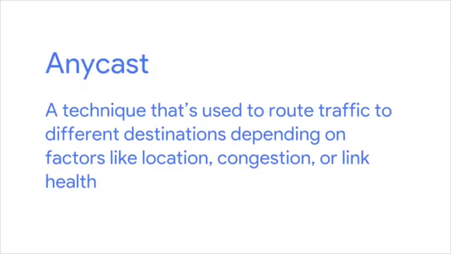In the past, these 13 root servers were distributed to very specific geographic regions, but today, they're mostly distributed across the globe via Anycast. Anycast is a technique that's used to route traffic to different destinations depending on factors like location, congestion, or link health. Using Anycast, a computer can send a datagram to a specific IP, but could see it routed to one of many different actual destinations depending on a few factors.